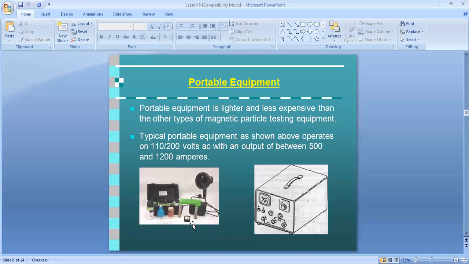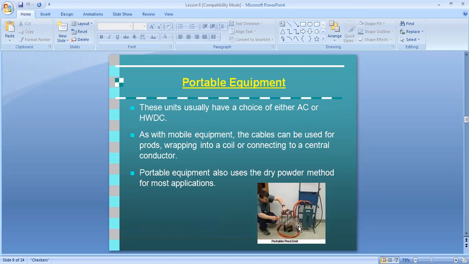So portable equipment is lighter and less expensive than other types of magnetic particle testing equipment. Typical portable equipment as shown above operates on 110 to 200 volts. Okay, that is the voltage range, whatever is available in line voltage. But the current value is very less, between 500 to 1200 amperes. This is the prod type machine.